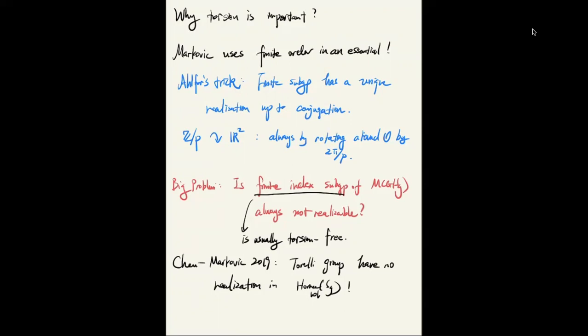Okay, so today I will talk about the proof of this. I will talk about my joint work with Nick Sauter, which gives a new proof of Markovic's result using torsion. So today's goal is to give a new proof of this 2007 Markovic's result.